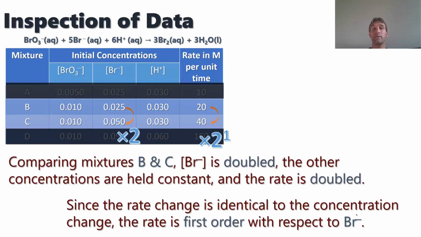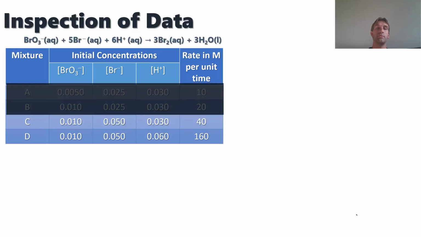Now for our final inspection of our data, we're going to disregard mixtures A and B. Here, notice that in C and D, bromate doesn't change, bromide doesn't change, but we do see a change in hydrogen. In this case, we're going from 0.03 to 0.06, so we're doubling the concentration of the hydrogen ion from the acid. If I'm doubling that, you'll notice that this time I go from 40 to 160. Well, that's not 2 times as much. That's actually going to be 4 times as much.